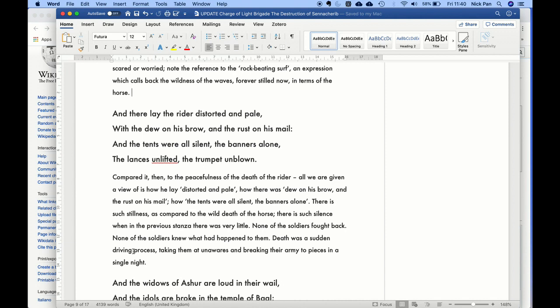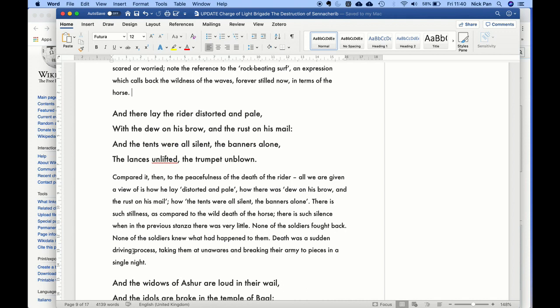comparing it to the peacefulness of the death of the rider, all we are given now is a view of how he is distorted and pale, and there's dew on his brow and the rust on his mail. So this could be any rider, any of the Assyrian riders. And the tents are all silent, the banners alone without people. Everything is still. It's still compared to the wild death of the horse, and there wasn't much silence in the previous stanza, but now there is. So there's a lot of contrast in this poem.